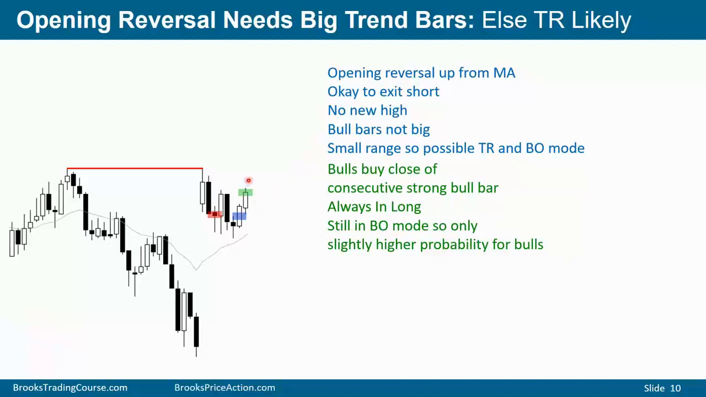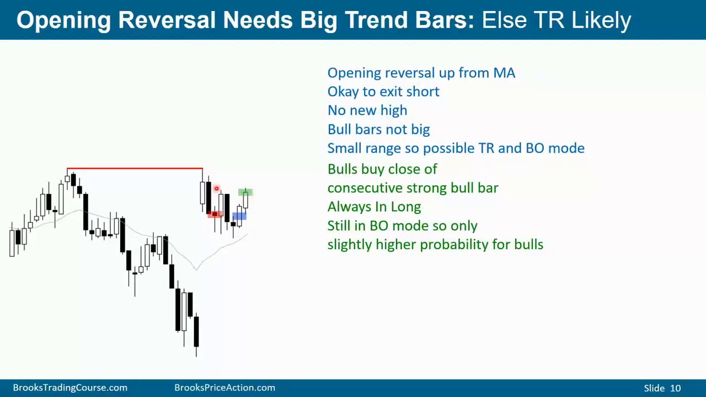Now we have a pair of consecutive bull bars, and the bulls could buy this close, betting that we've become always in long. We have an opening reversal up from the moving average. We have a big breakout above a bear channel, a bull flag, and a two-legged pullback to the moving average, or near the moving average. Now we're reversing up, and now we have consecutive bull bars.